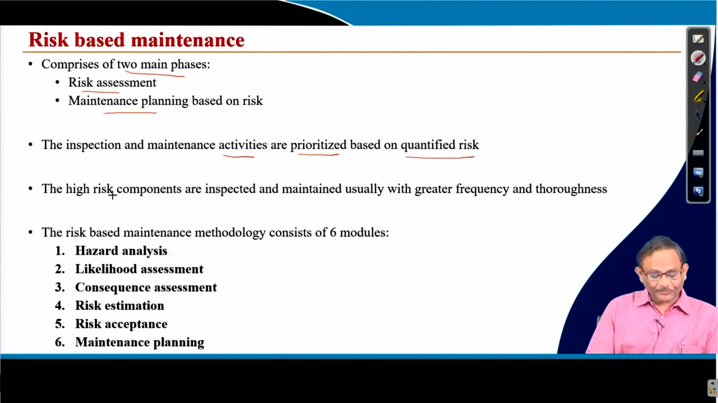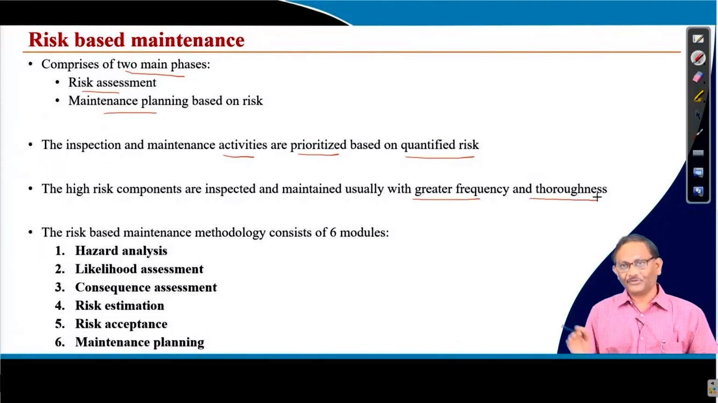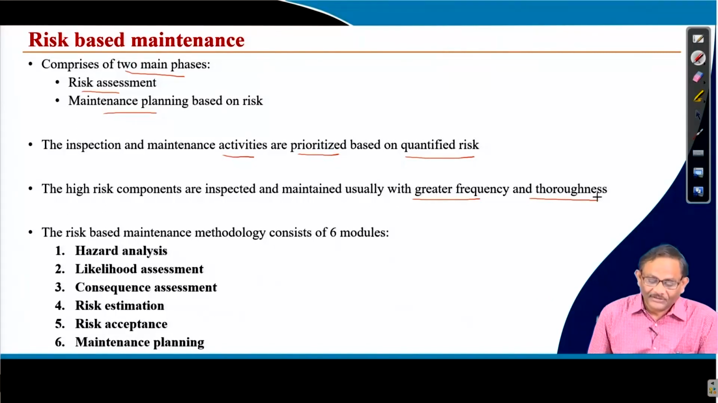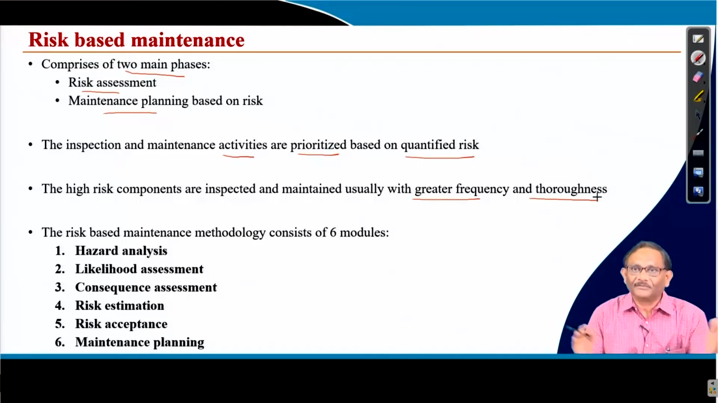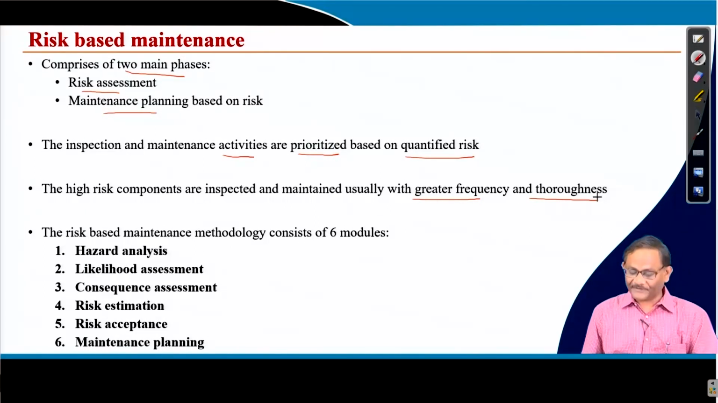And high risk components are inspected and maintained usually with greater frequency and thoroughness. Suppose you think of a system, so the entire system, there are many equipment, and again against each of the equipment there are many components. So now it is not that you will maintain all of them together with the same rigor and thoroughness. Based on risk you will prioritize. So that is the important part of it.